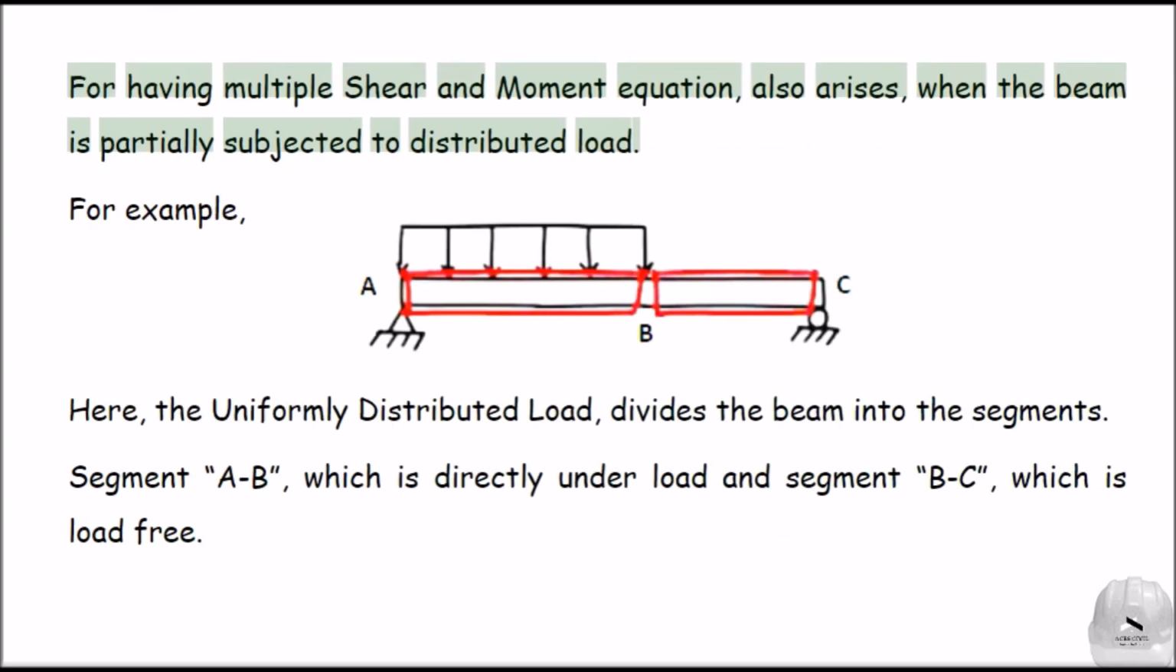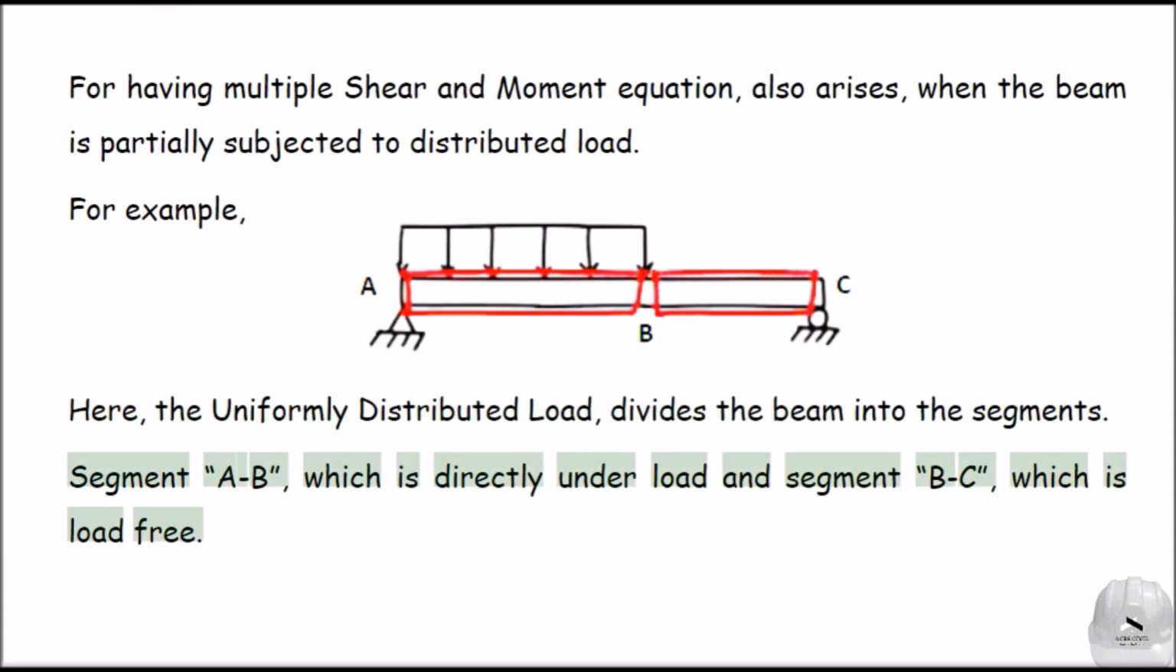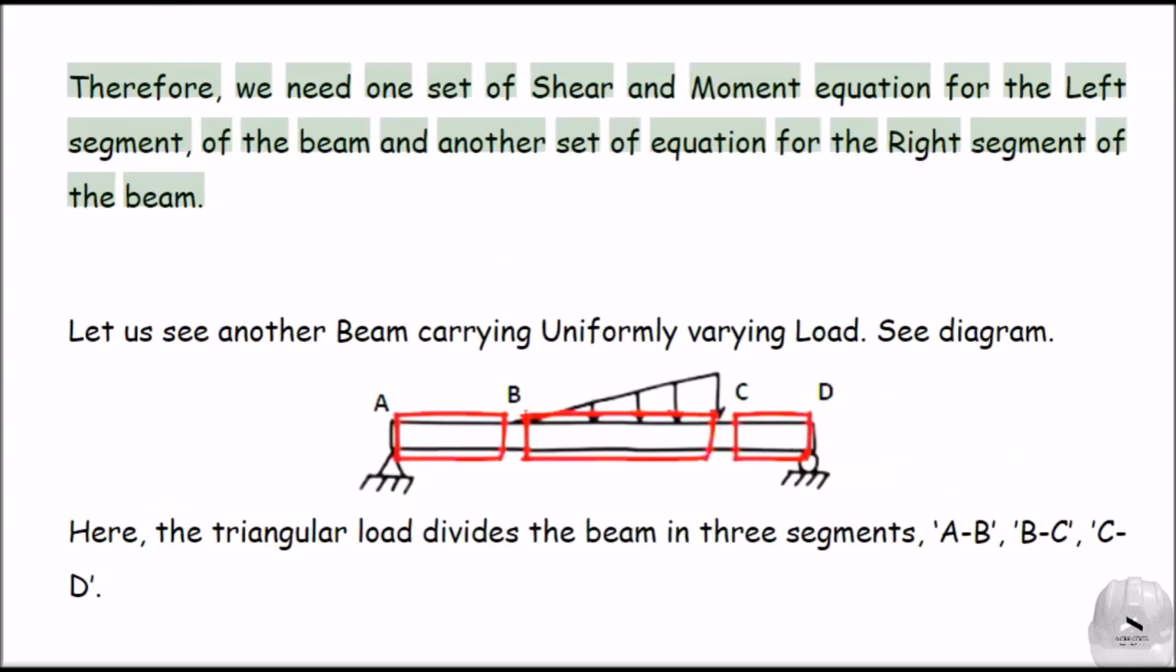Multiple shear and moment equations also arise when the beam is partially subjected to a distributed load. For example, here, the uniformly distributed load divides the beam into two segments: segment AB, which is directly under load, and segment BC, which is load-free. Therefore, we need one set of shear and moment equations for the left segment of the beam and another set of equations for the right segment of the beam.